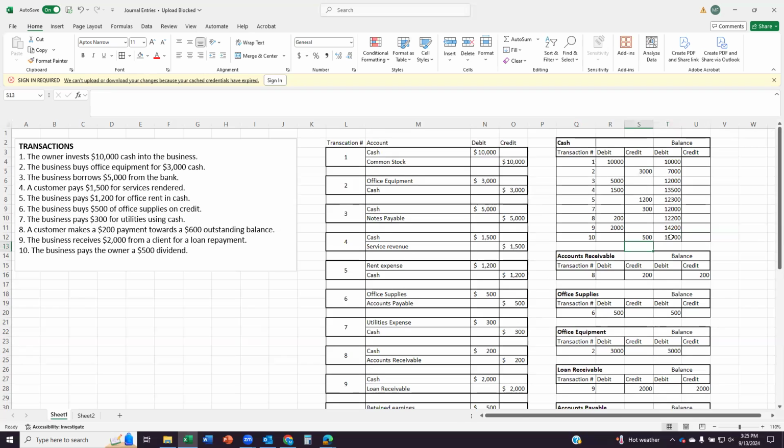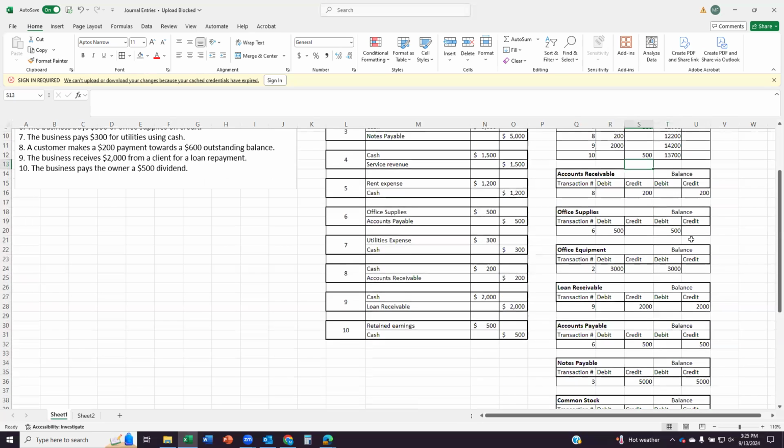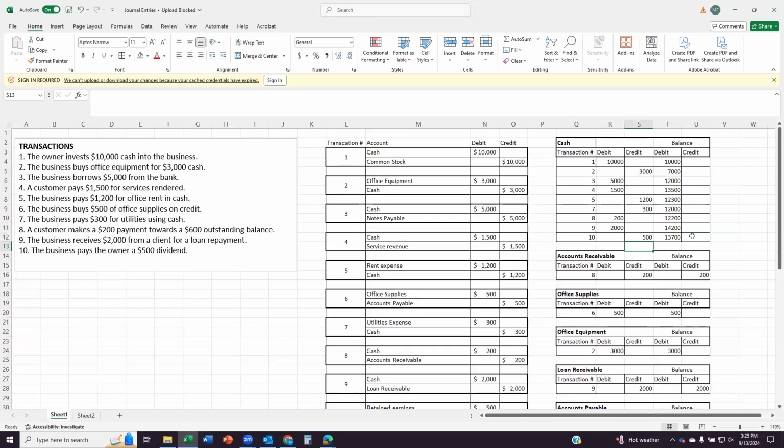And there we go. So that's transferring all of these journal entries over to the ledger, which now allows us to have a balance by account. For most of these, it was easy because there was only one transaction affecting each account. But on cash, you can see we had lots of debits and credits changing the balance of the account. I hope that helps. I'll do a separate video that shows us how to do the same thing, but using the T account style ledger, so you can see that if it's helpful to you.